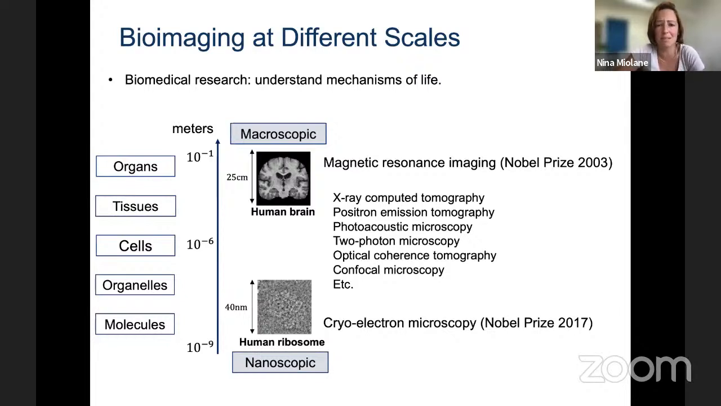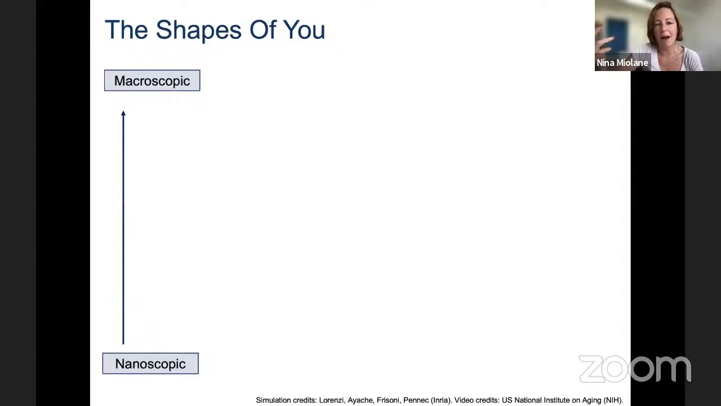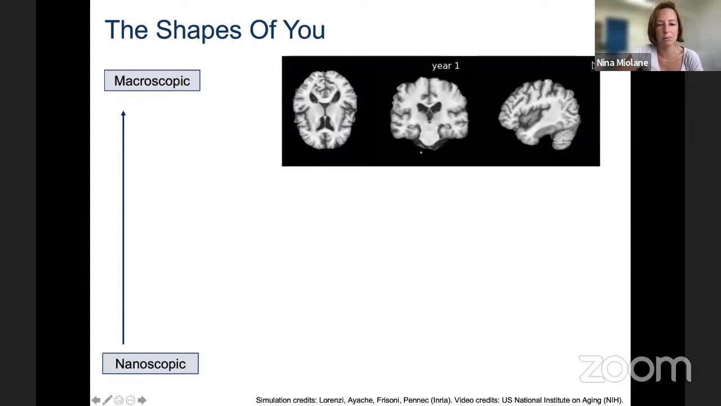So to understand the mechanisms of life, we have an incredible source of data, which is these bioimages. And the point I want to make in this presentation is that within all of these bioimages that we have available from the macroscopic scale to the nanoscopic scale, there is a type of information that's very relevant to understand the mechanisms of life. And this information is the shape information. So let me give you examples.